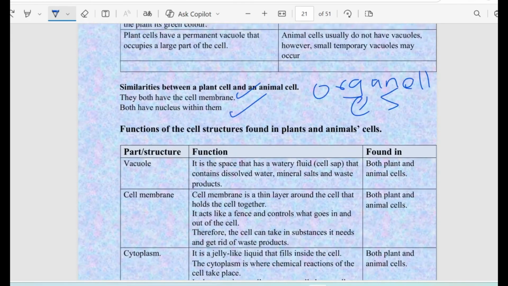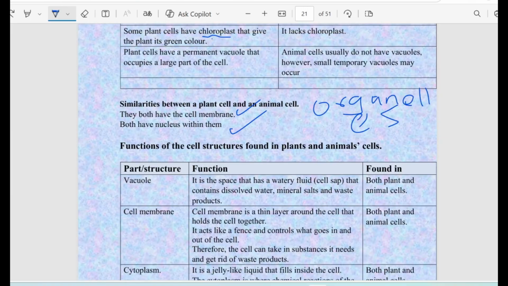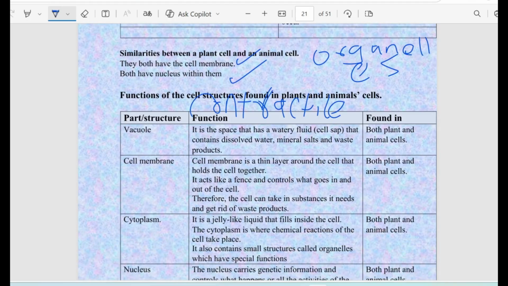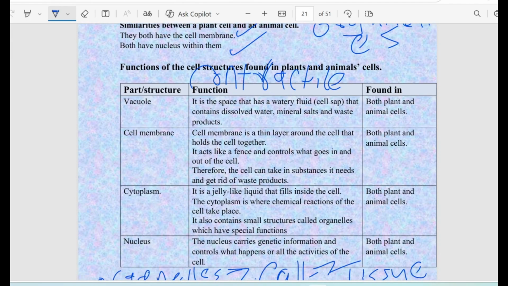Is known as contractile. Contractile vacuole used to remove the waste products from the cell. So vacuoles are found in both plant and animal cells. But make sure you know that if it's found in the animal cell, it is very small in size and just temporary.